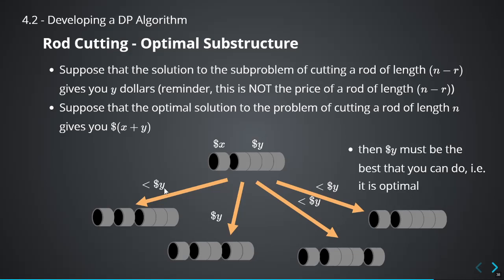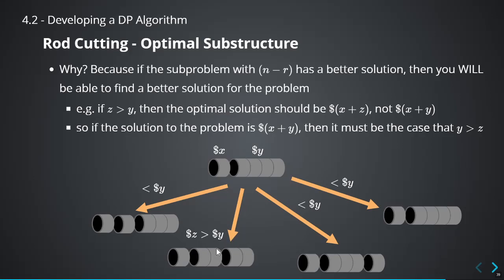Now I want to tell you that this y here must be optimal. For the subproblem of cutting the rod into 2 and 2, the result that I get, y, must be optimal. Why? If it's not optimal, that means I can find another solution z, and z is better than y. y is not optimal, so there's something better, and let's say z is better. So that means the optimal solution to the whole problem is not x plus y. It's actually x plus z, because that's better.